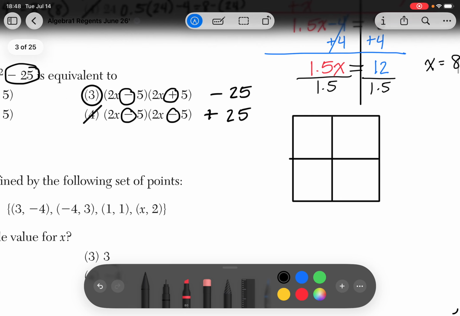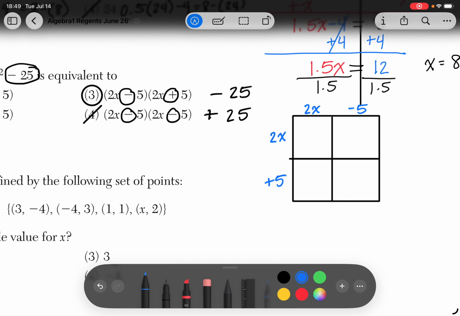So in the box method for answer choice 3, we have 2x minus 5. So all we're going to do is find the area of each of these boxes and then add it all together and combine like terms. And then the second part is 2x plus 5.